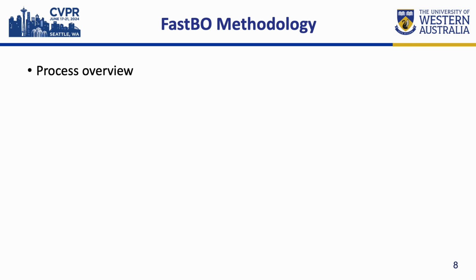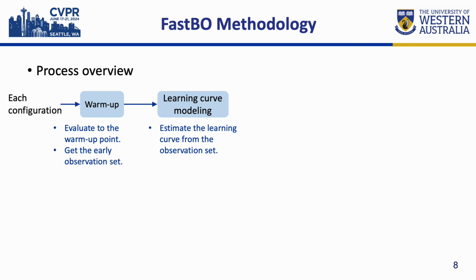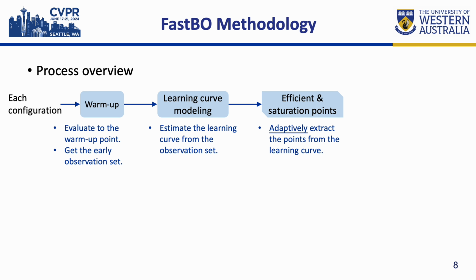With the two crucial points, now I briefly introduce the process of FastBO. Every configuration first experiences a warm-up stage. The configuration is evaluated to a predefined point and gets its early observation set. Then we estimate its learning curve from its observation set. After that, the two crucial points can be adaptively extracted for every configuration.